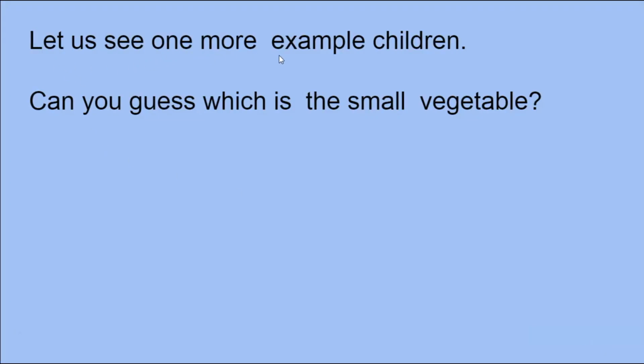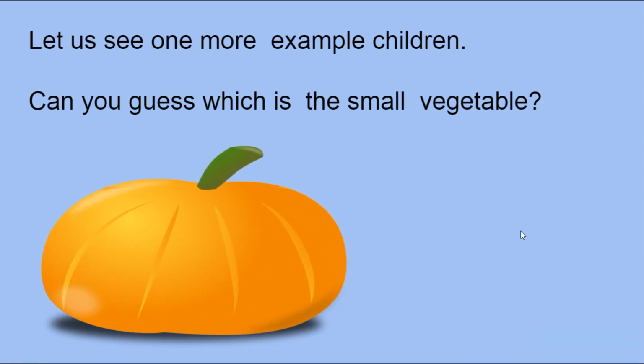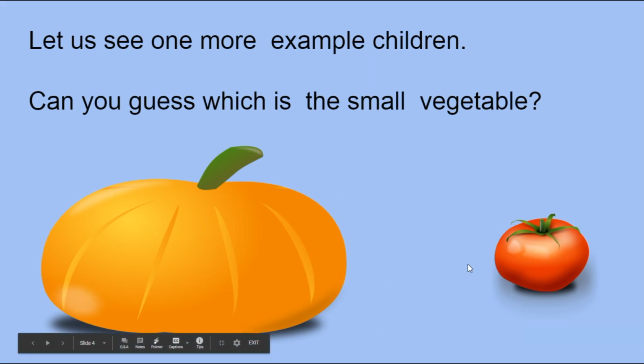Let us see one more example, children. Can you guess which is the small vegetable? What is this? This is pumpkin. What is this? This is tomato. Among these two, which one is the small vegetable? Is pumpkin the small vegetable? No, pumpkin is a big vegetable, big in size. Tomato is small in size. So, tomato is the small vegetable.